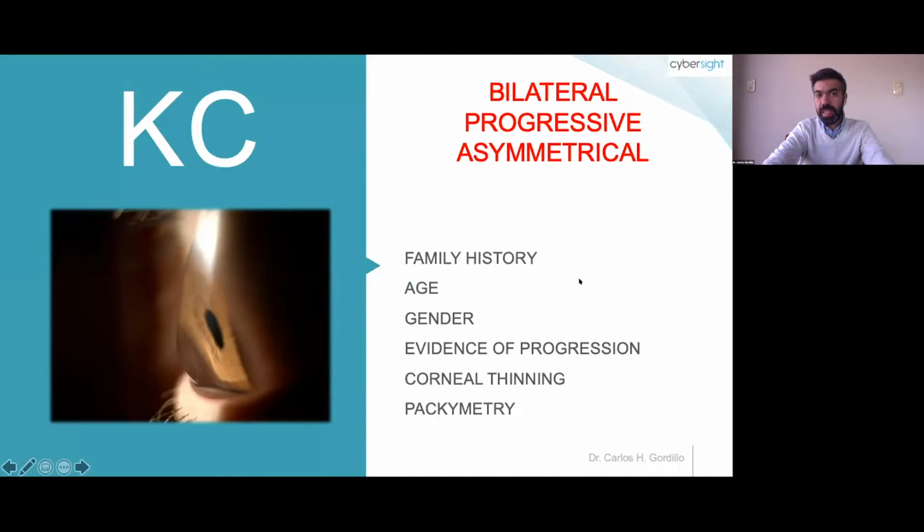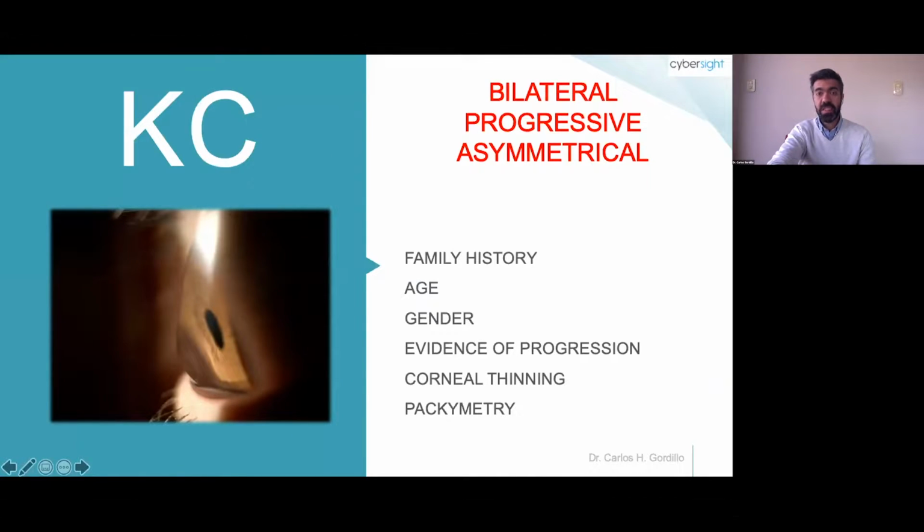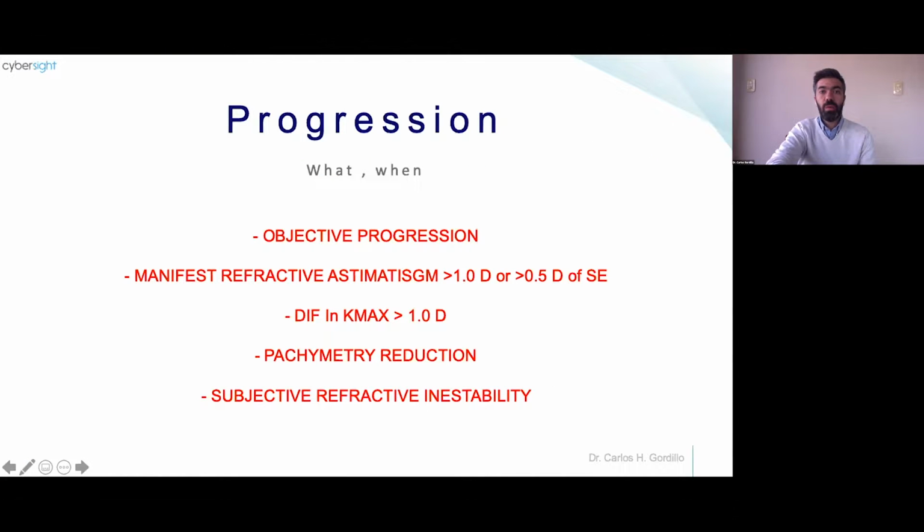So as I was saying at the beginning, you need to consider that it's a bilateral disease, it's progressive and asymmetrical. Asymmetrical means that it's more in one eye than the other one. Usually it's like that. We need to get used to ask our patients about the family history. We need to consider the age. We need to look for the evidence of progression, the corneal thinning, and the pachymetry, of course. So how do we identify the progression, what and when?